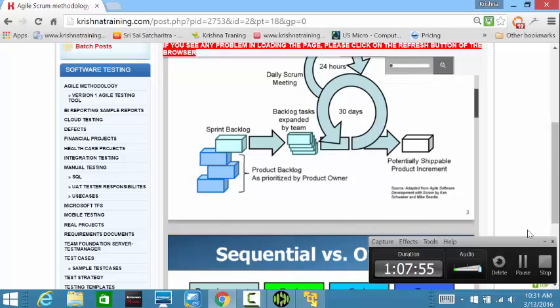So for each minute detail, you are making sure that everything is working fine. Then only you will get involved in the integration testing. Clear? You are not identifying major issues during the integration testing. Similarly, you are not identifying any major issues during the user acceptance testing. So that's the goal.